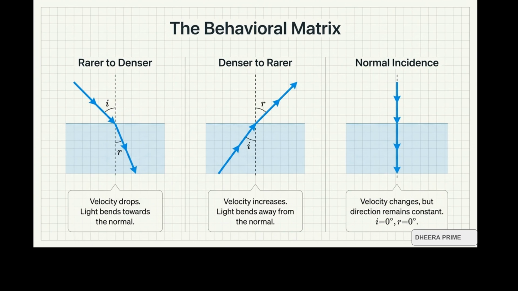It's not just a change in speed, it's a change in the front of the light wave that forces it to turn. To keep it simple for your exams, slower medium equals bends towards normal. Faster medium equals bends away from normal. Head on, 90° equals no bend, just a speed change.